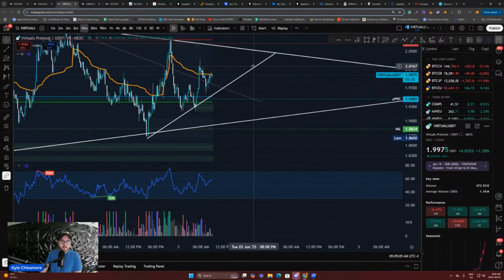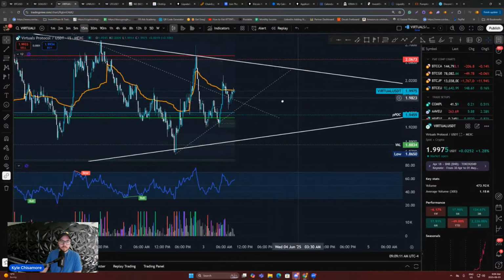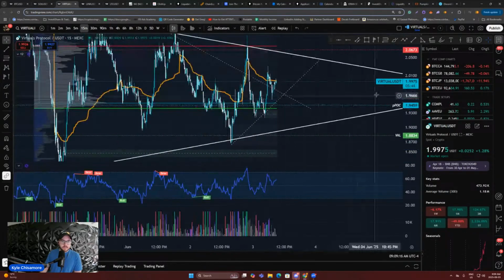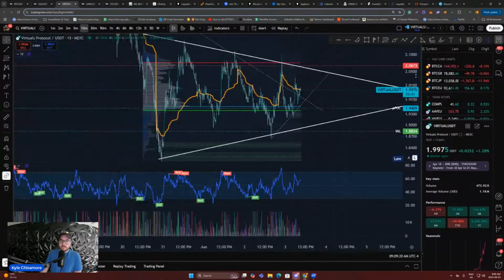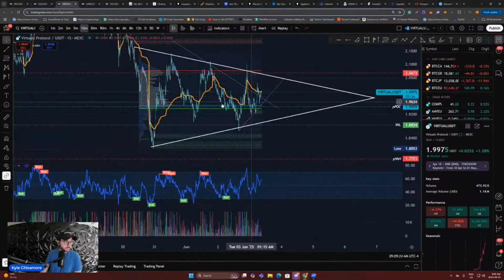Internal momentum here. Okay, so that's Virtuals. Not much to go on right now, but Virtuals does look like it's preparing for a bigger move soon.